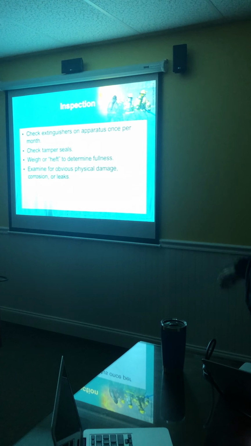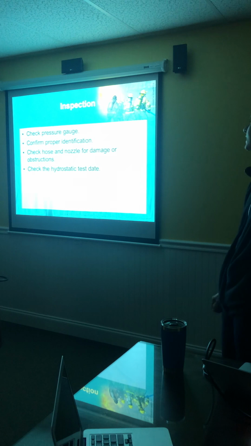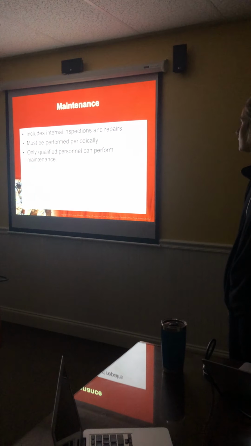Inspection, we want to check extinguishers on the apparatus. It says once a month. Check the tamper seal, and obviously examine for physical damage, corrosion, or leaks. Also check the pressure gauge, confirm proper identification, check the hose and nozzle for damage, and the hydrostatic test date.